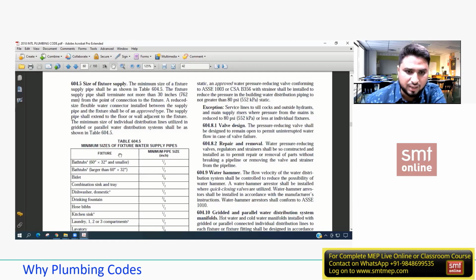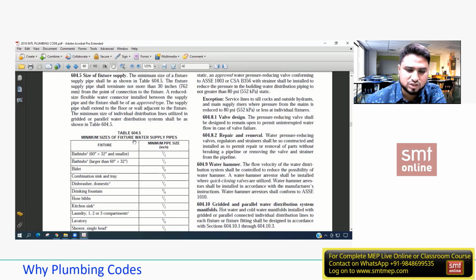Same thing. So here, as per table number 604.5, minimum sizes of fixture water supply pipes. So the pipe sizes are also given, which are connected to the fixtures. But the pipe which is connecting to the main branch or the main, we need to find out.